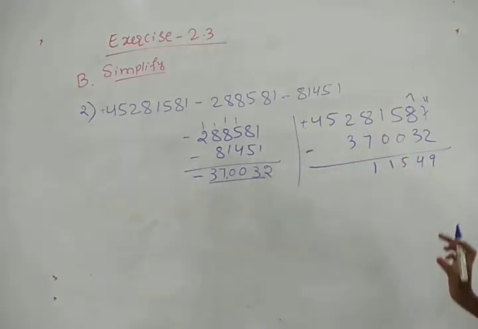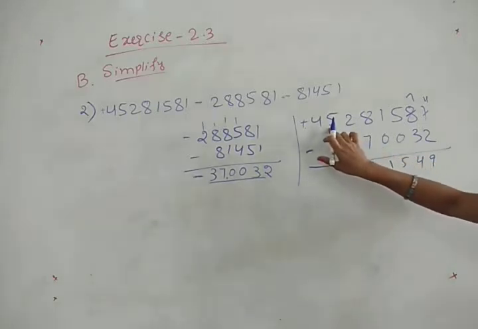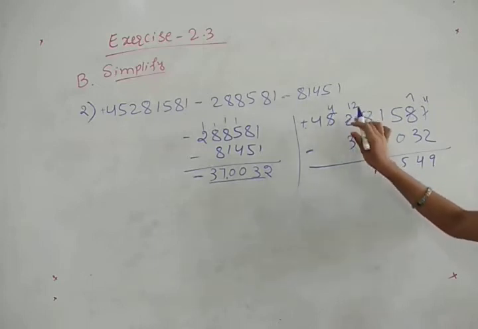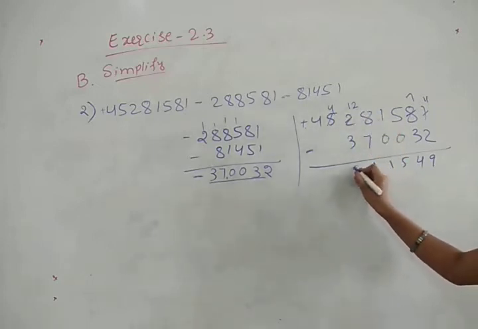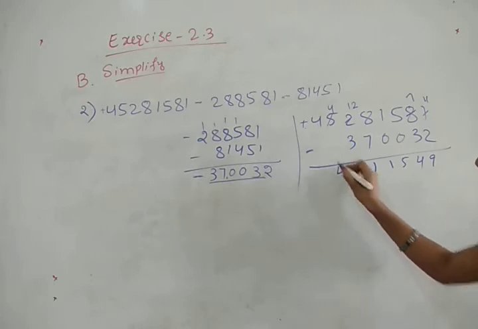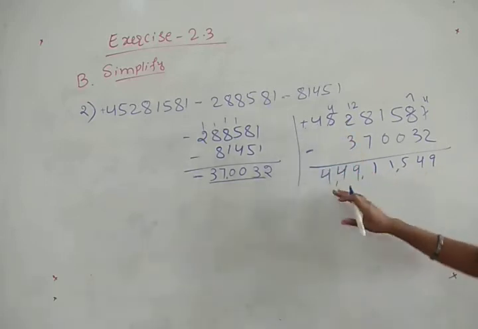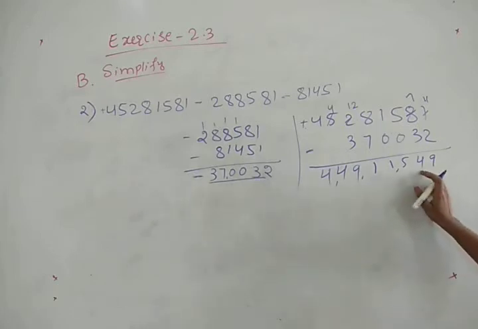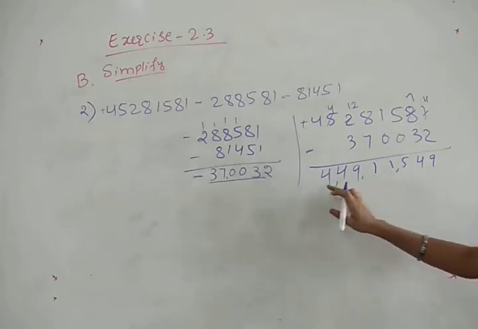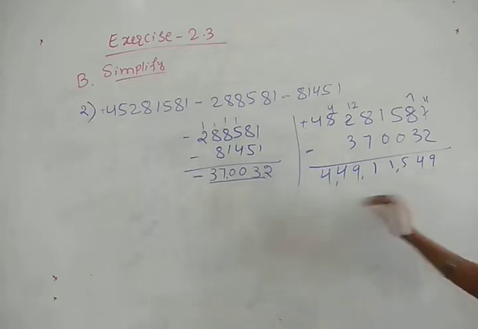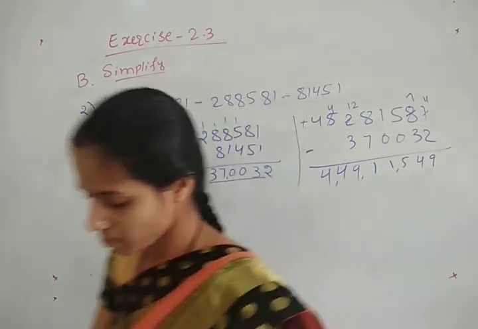2 minus 3 is not possible. For that I will take 1 borrow from this 5. Now this 2 becomes 12. Here we are left with 4. Okay, 12 minus 3 is 9. Okay, write 4 as it is. So here also 4 as it is. Okay, so we have here 4,49,11,549. So this one is your final result. Okay, yes, so take down that problem in your class work.